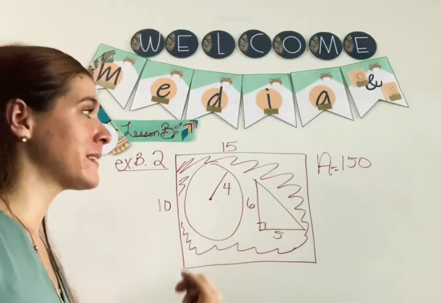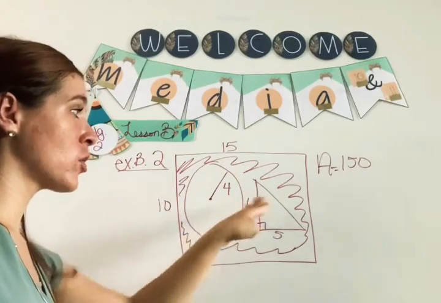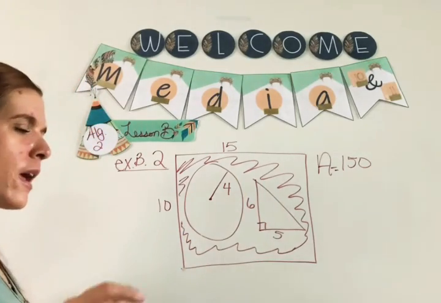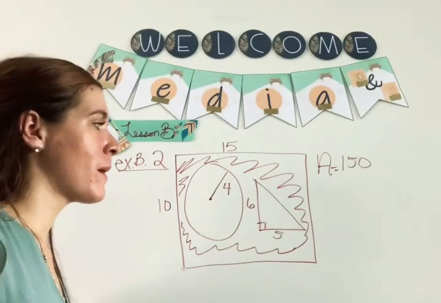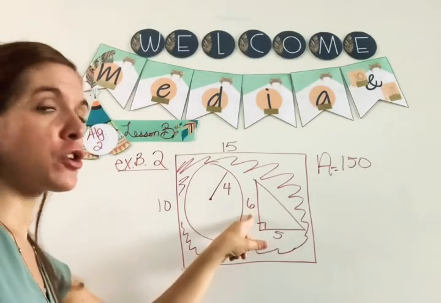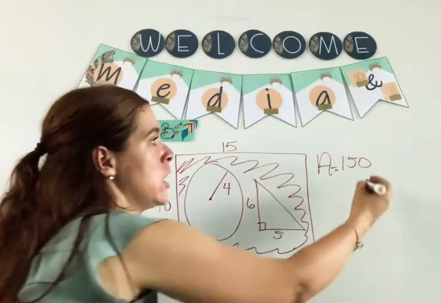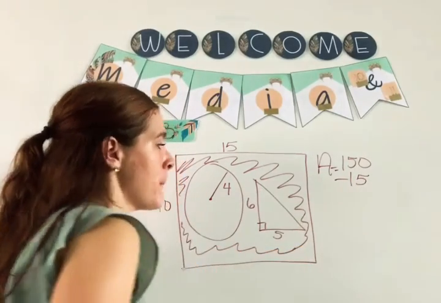Okay, then you're going to subtract the area of the circle and the area of the triangle. Let's do area of the triangle because it's super rapido. Base times height divided by 2. 5 times 6 is 30. 30 divided by 2 is 15. So we're taking away that 15 from this one.